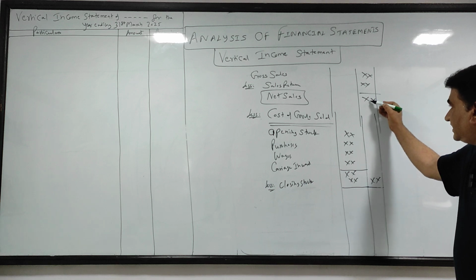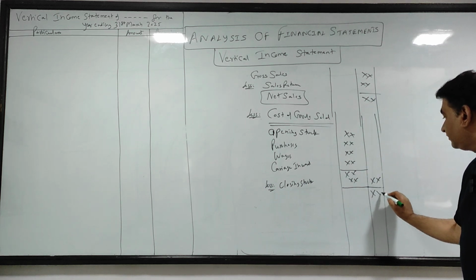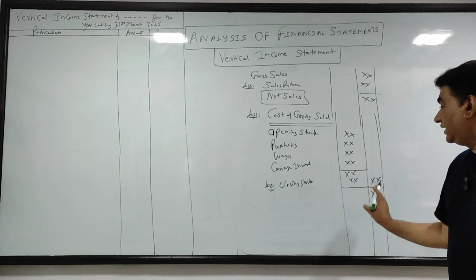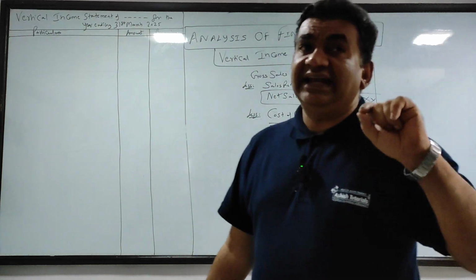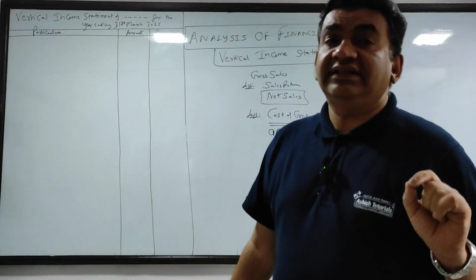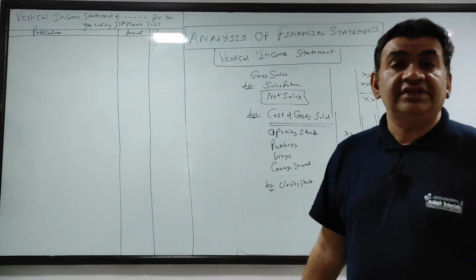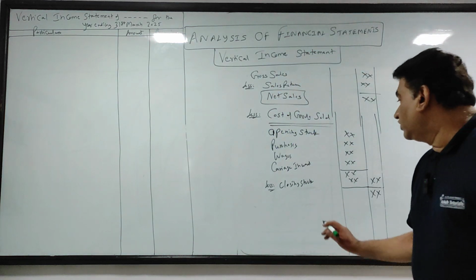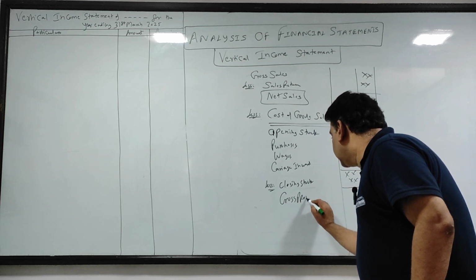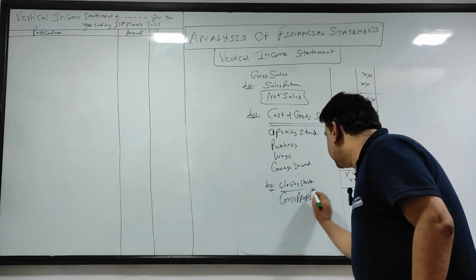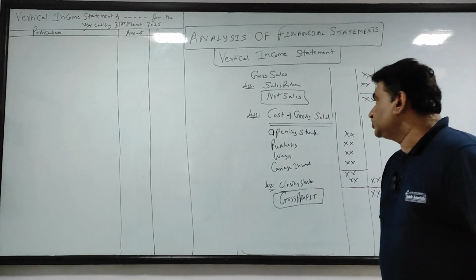And net sales minus this difference is nothing but the difference we get when we actually make the trading account. Tell me, what is the difference of trading account? Gross profit or gross loss. So this difference is nothing but gross profit. Getting it? This is the first part.